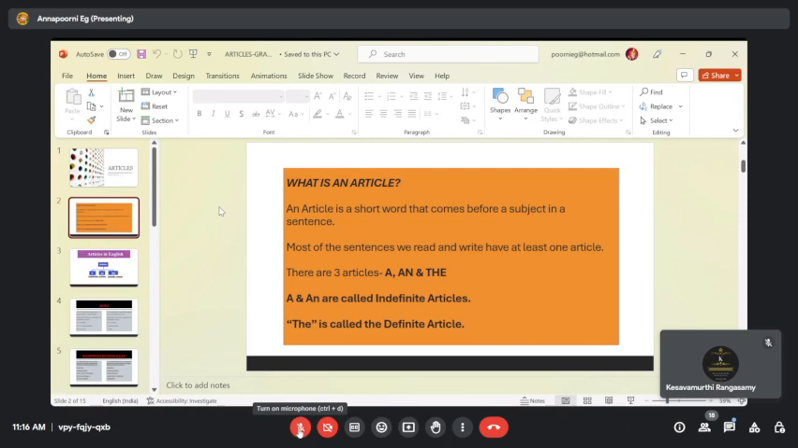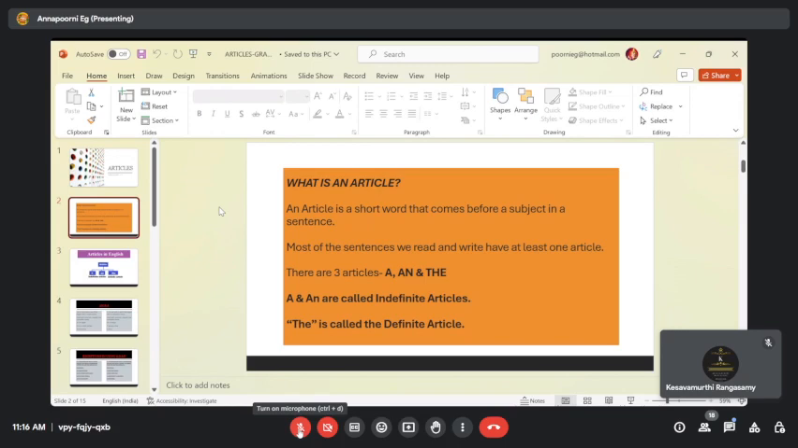Again, we are categorizing these into 2. A and an are called the indefinite articles. Indefinite means something which is not definite, which is not clear. And the is the definite article. So there are totally 3 articles in English. What are the 3 articles?